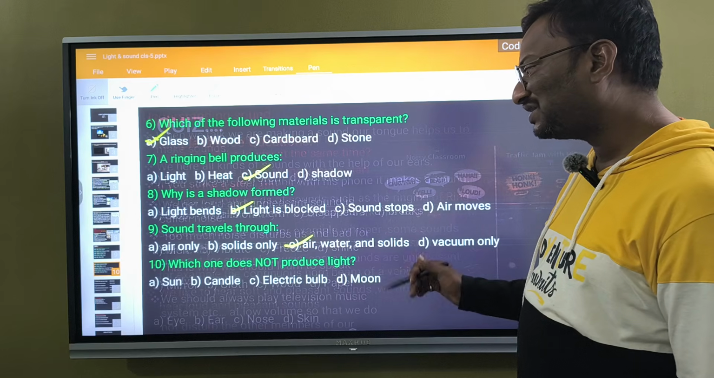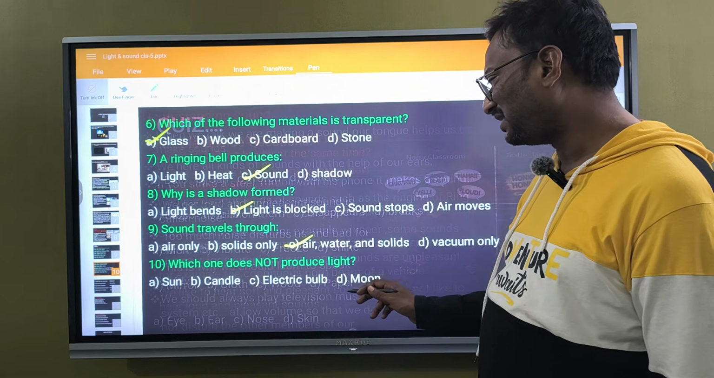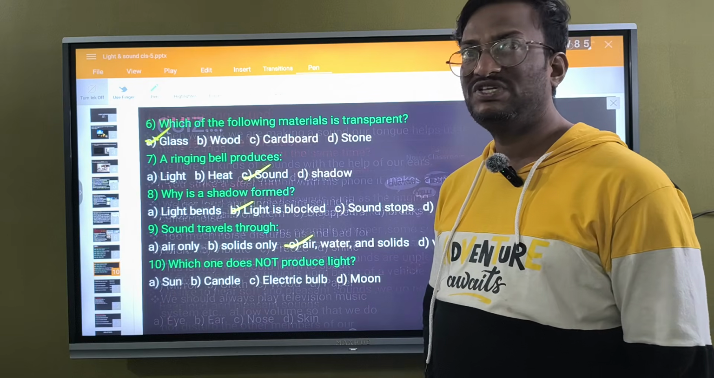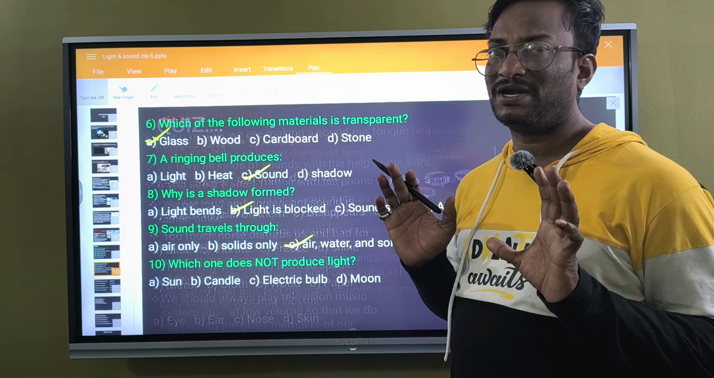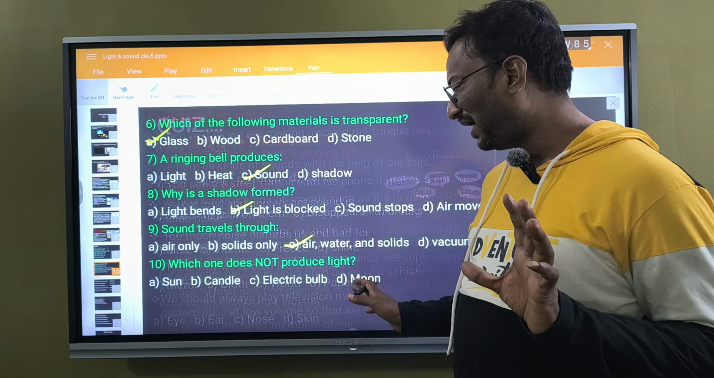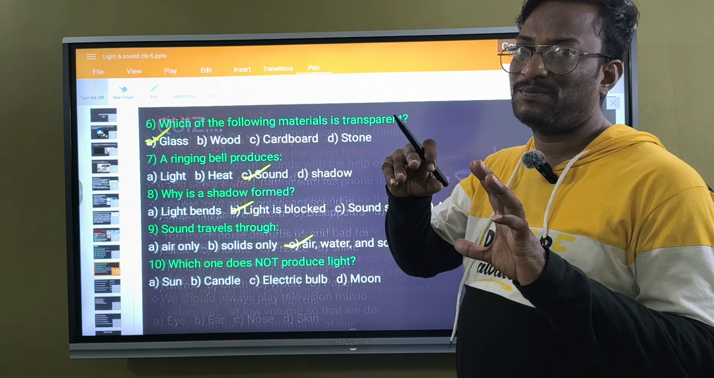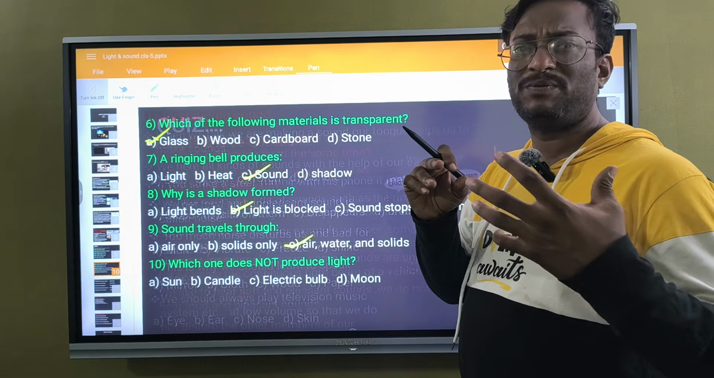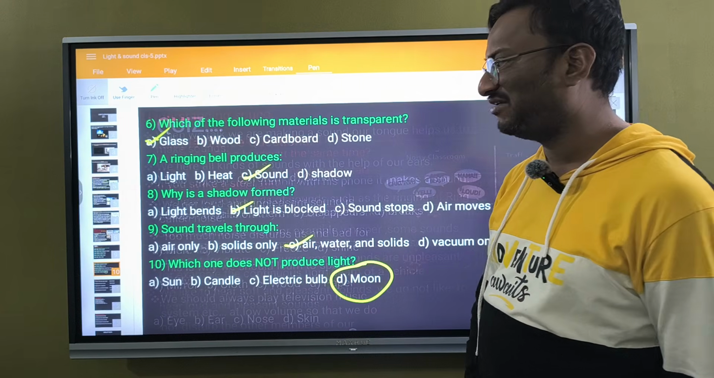Which one does not produce light? Sun, candle, electric bulb, moon. Which one? Moon. Moon will not produce light. Actually, we are going to get light from the moon because of the sun, right? Sun rays are going to fall on the moon and that is going to be reflected for us. So the moon will not produce light by itself.